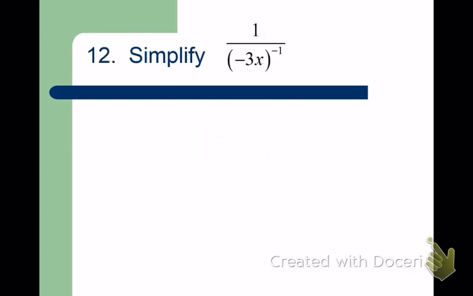Okay. What about here? Well, hopefully you're saying to yourself, this whole base has a negative exponent. So we got to push this whole base up to the numerator. And so we get 1 times negative 3x, or just negative 3x.